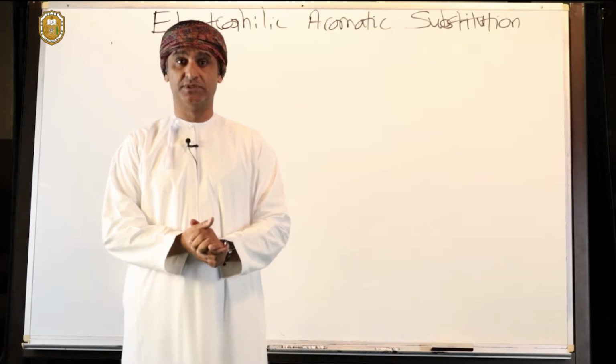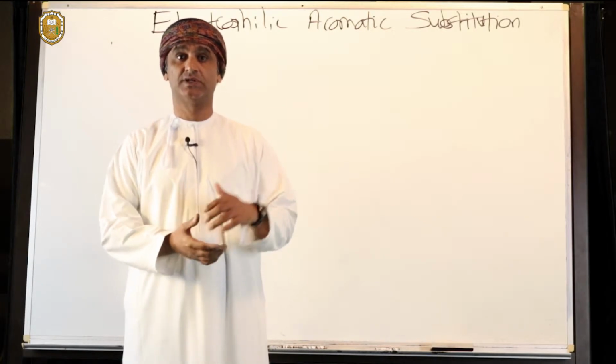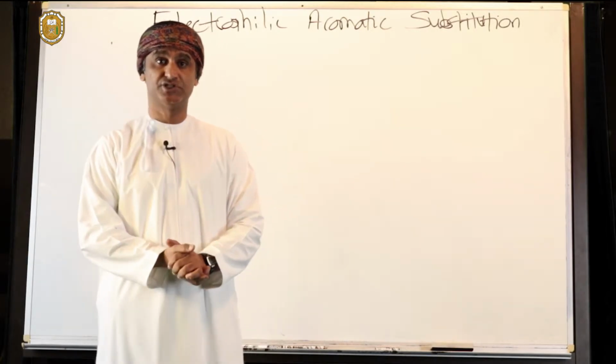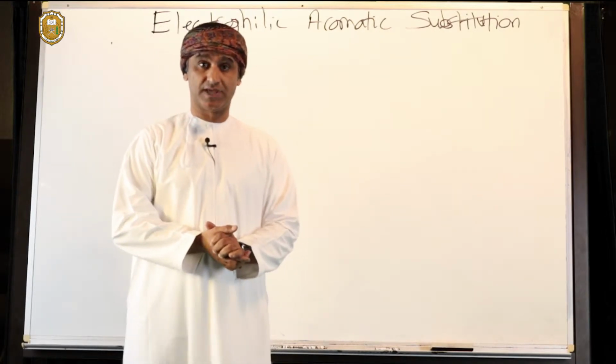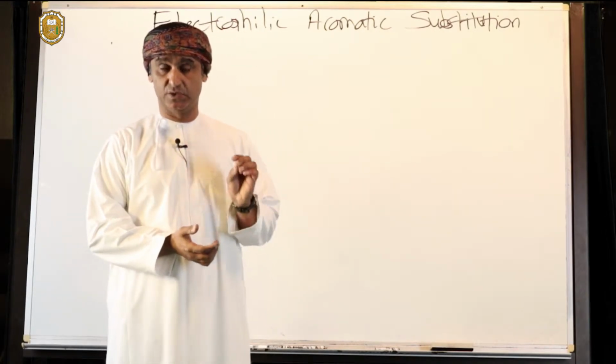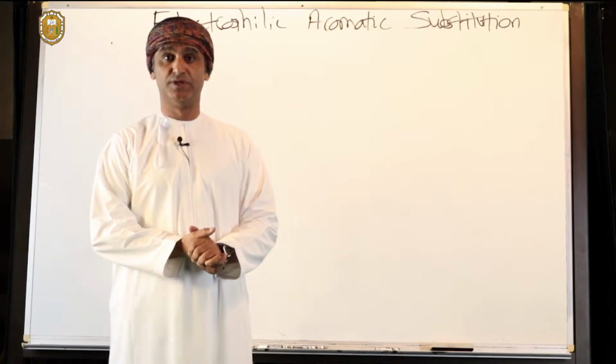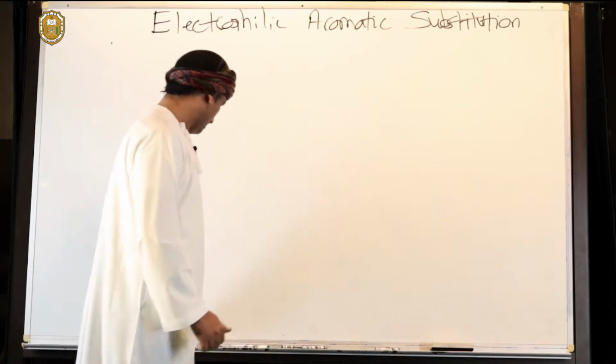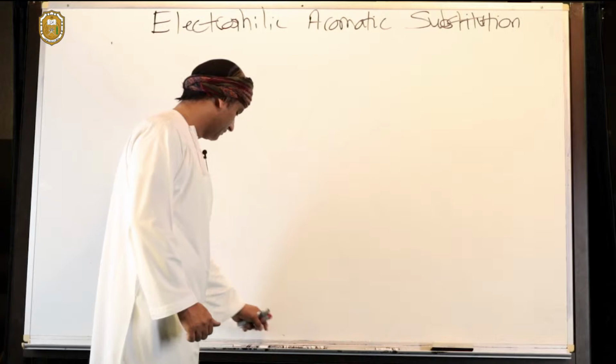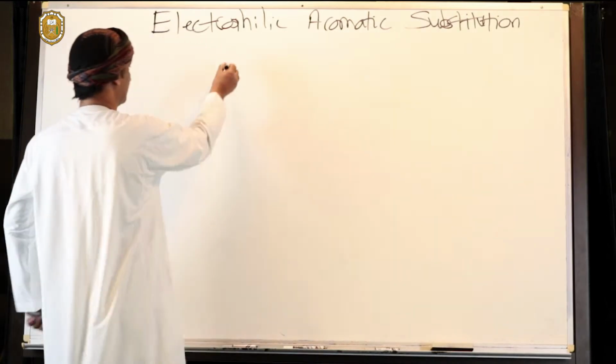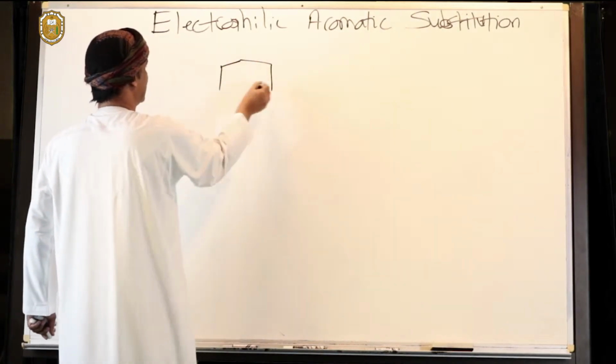Benzene can actually be bonded to an alkyl group in what's called Friedel-Crafts alkylation. That's when benzene reacts with an alkyl chloride in the presence of aluminum chloride. So let's draw a general scheme for the reaction for the Friedel-Crafts alkylation.